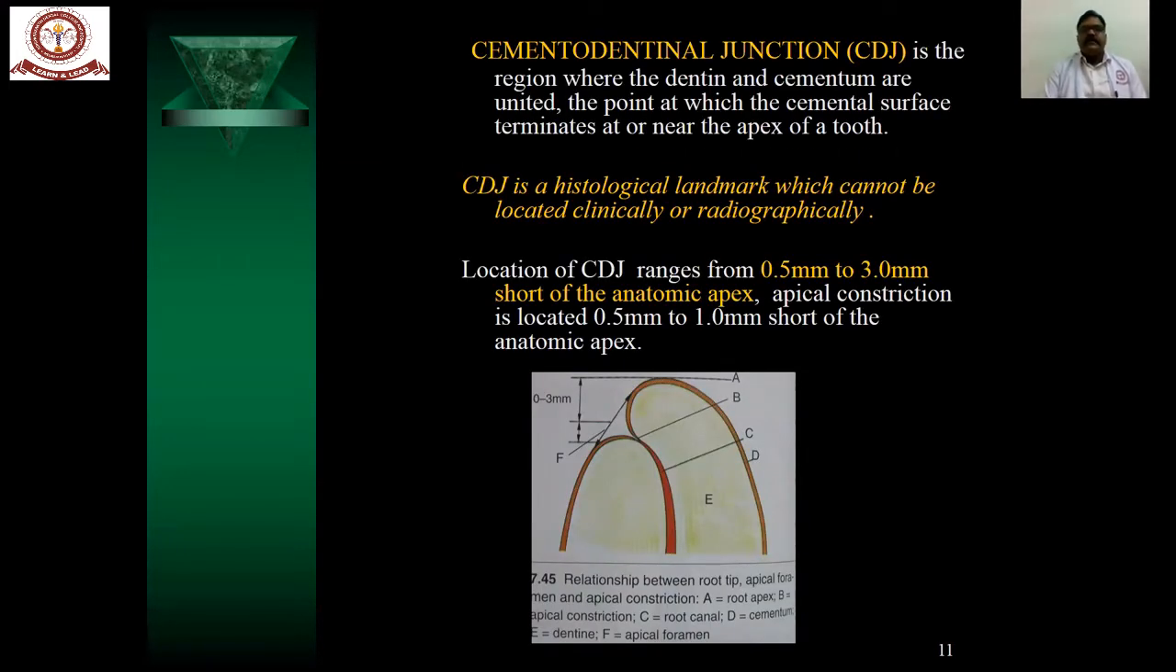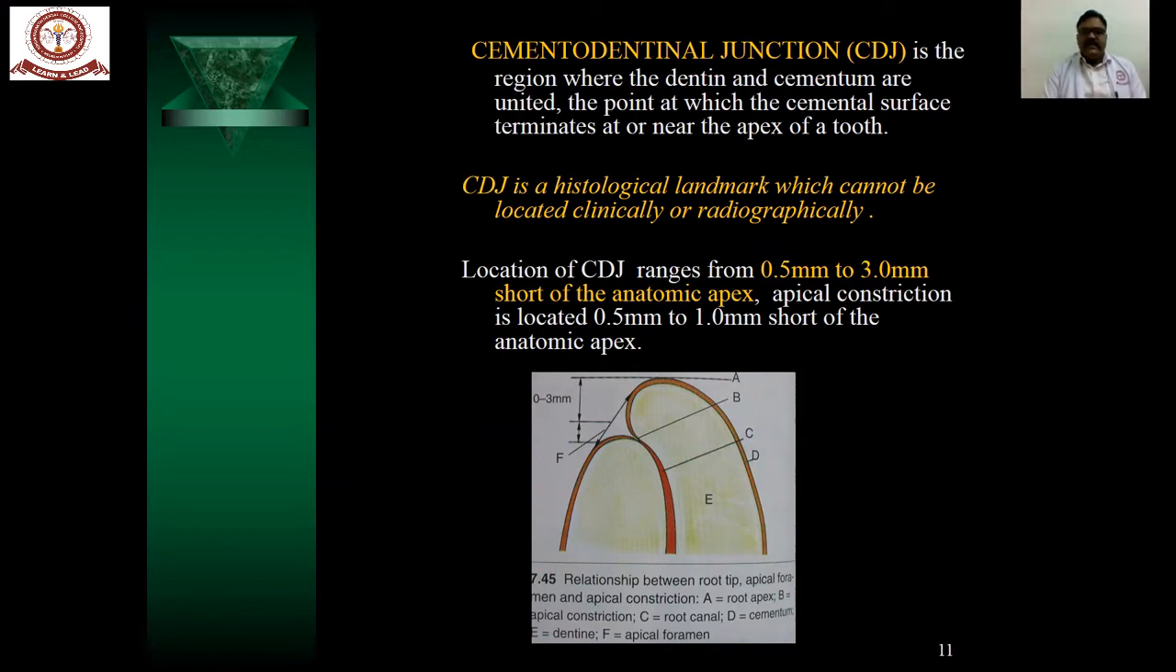Next thing is the cemento-dentinal junction, that is CDJ. So what is CDJ? The cemento-dentinal junction is the region where the dentin and cementum are united, where the dentin and the cementum meet. This is the point at which the cemental surface terminates at or near the apex of the tooth.